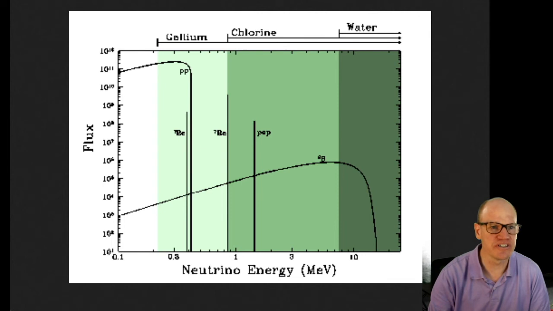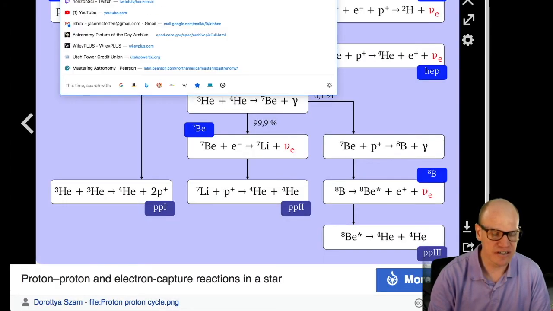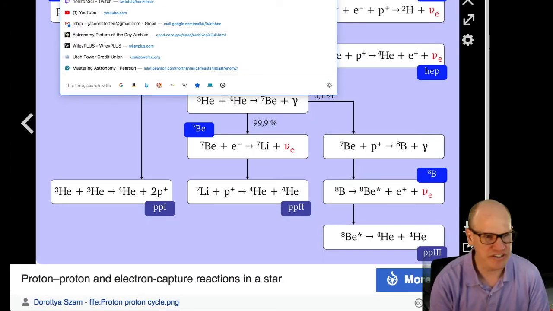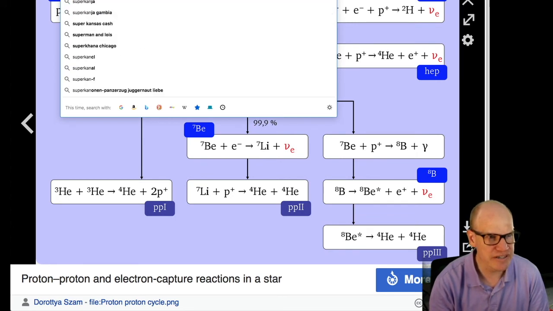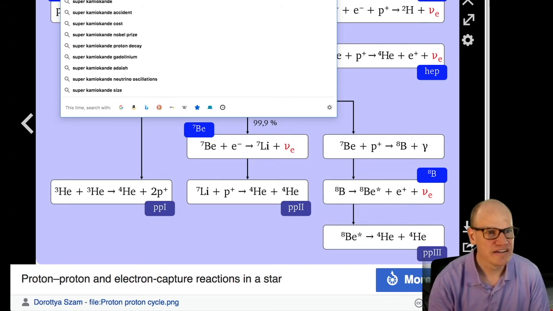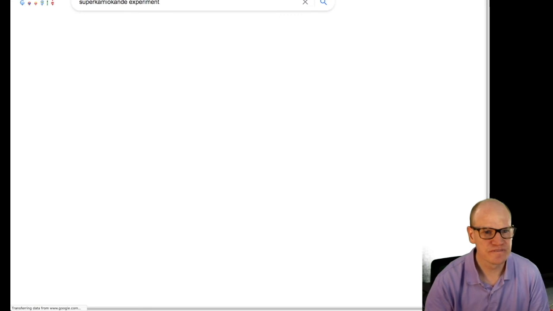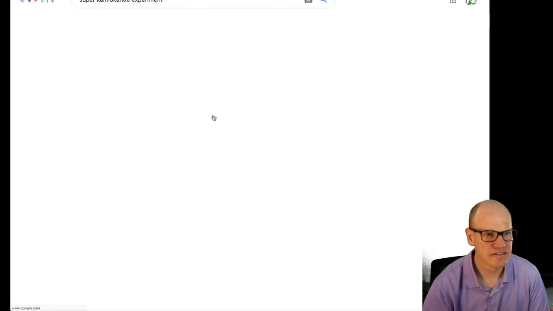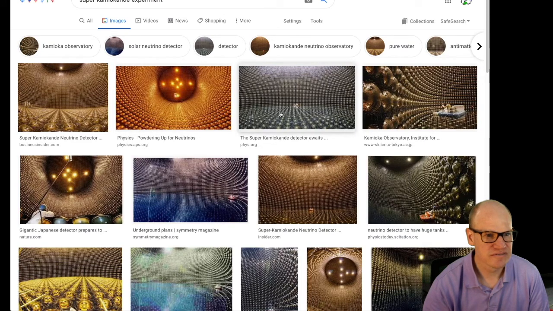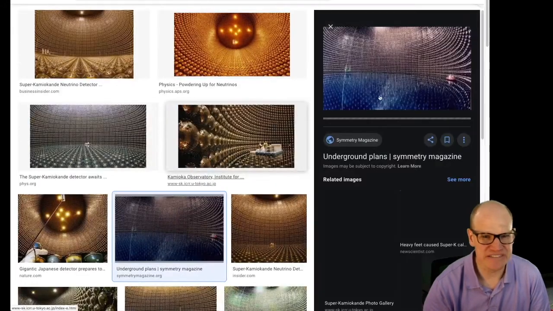I do want to show an image of what these Cherenkov detectors look like, what these water detectors look like, and we'll go into detail about how they operate on another stream. So let's see, if I want to go to the Super-Kamiokande Experiment, this is what the Cherenkov detectors look like. Okay, so we'll use Symmetry Magazine.